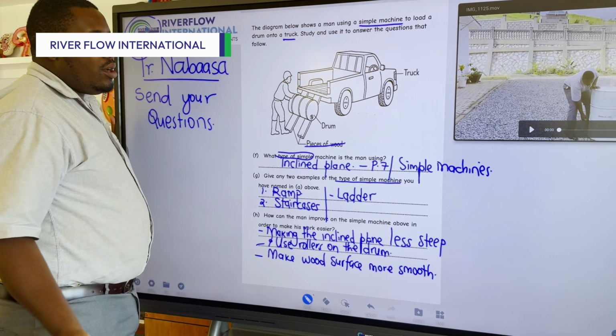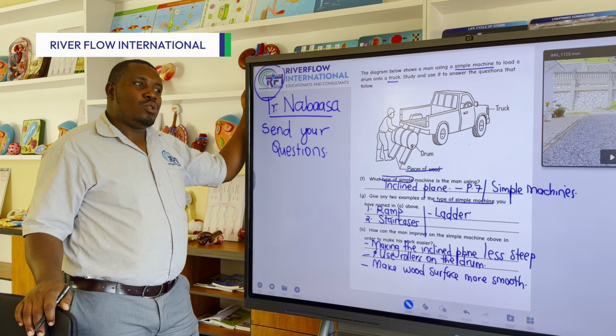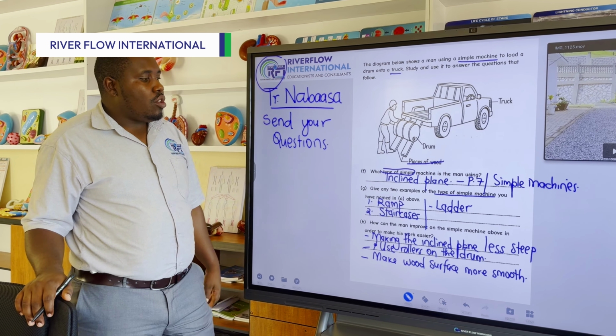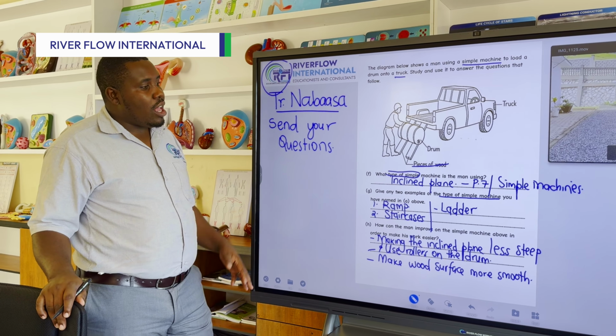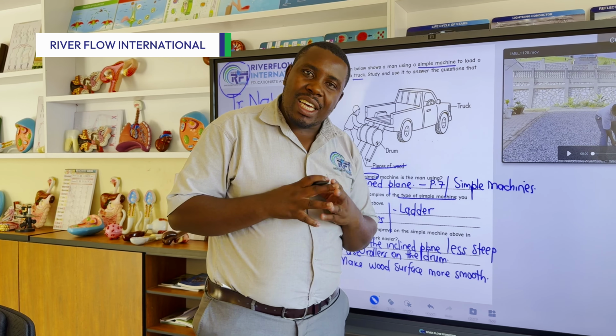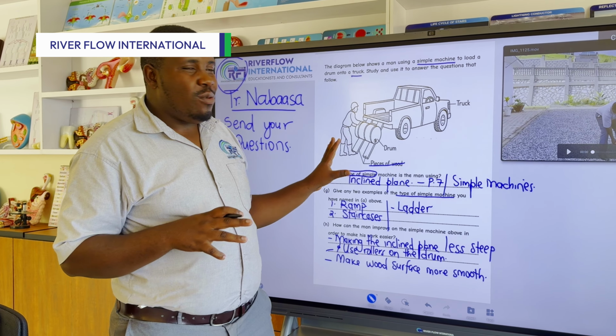Another one, you could even lubricate. For example, use oil on the surfaces where you are going to roll the drum to reduce friction. There are very many other points you can give, but basically, this is what we can give for now.